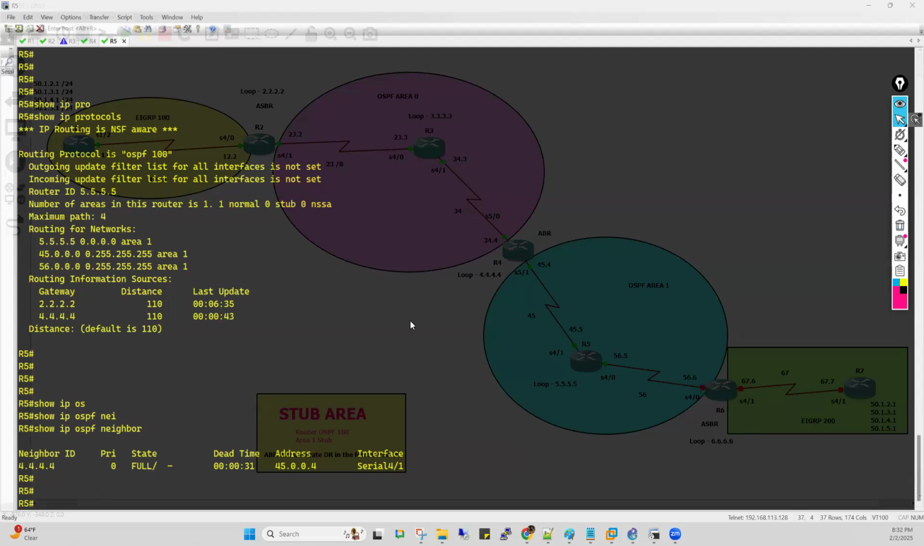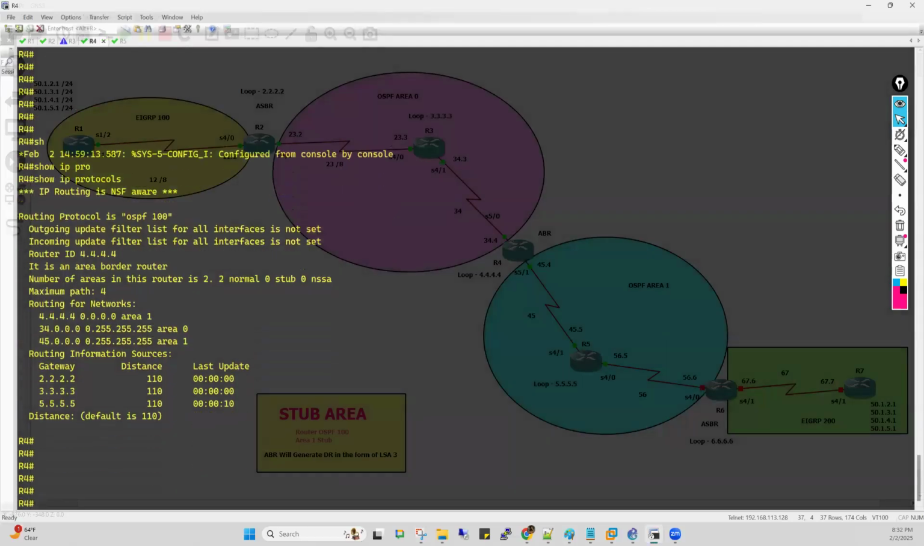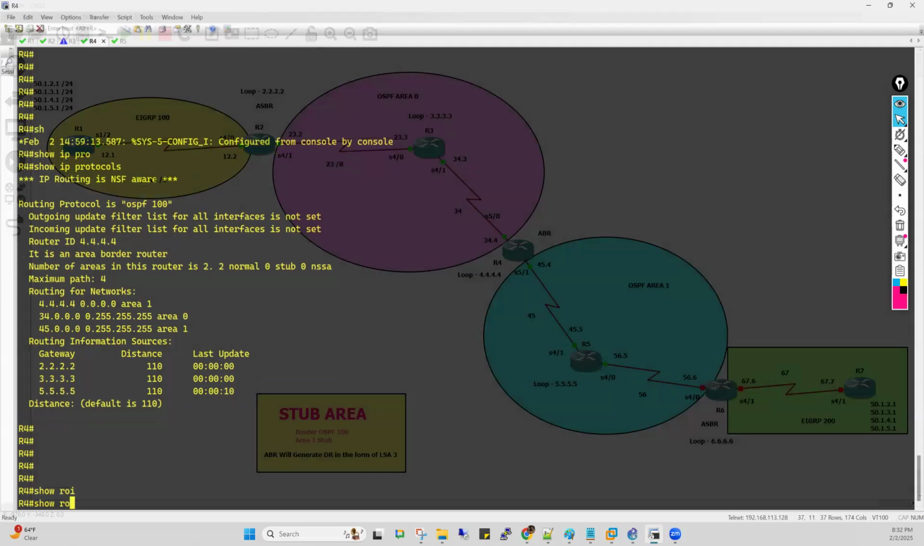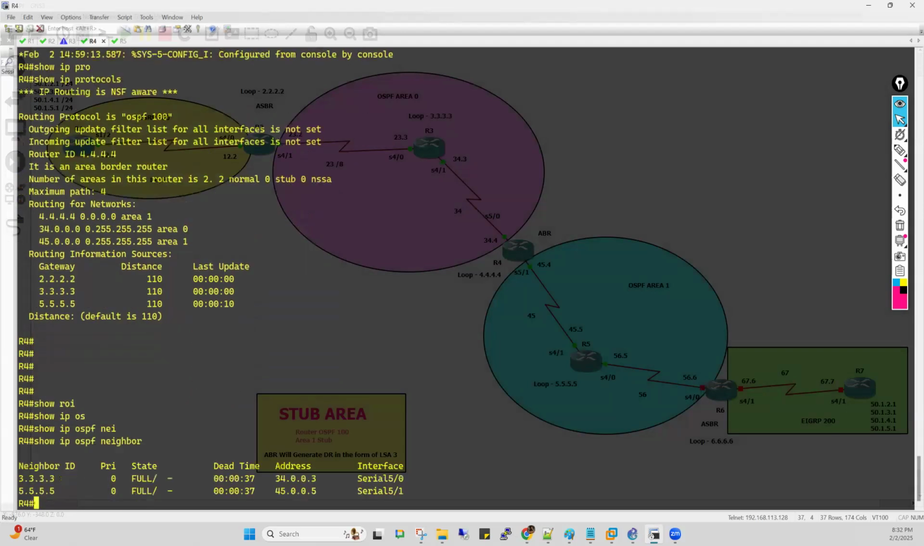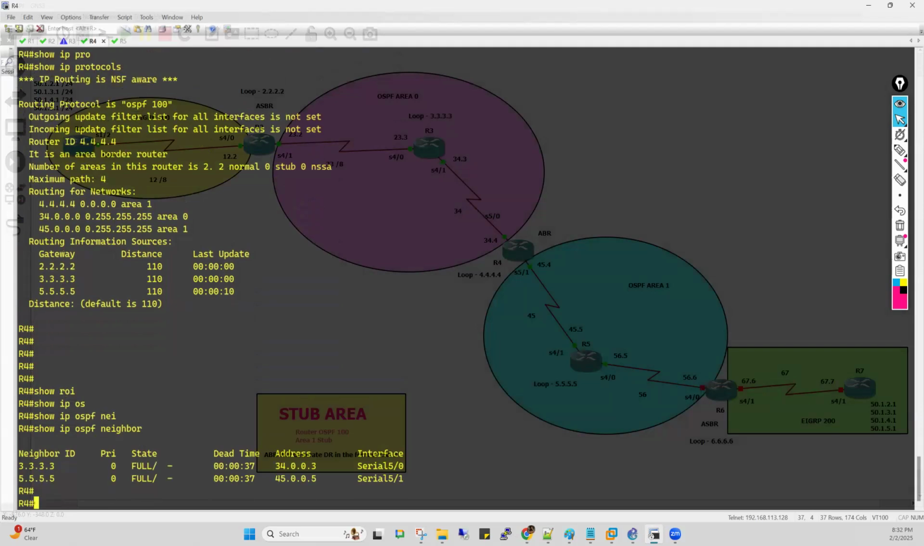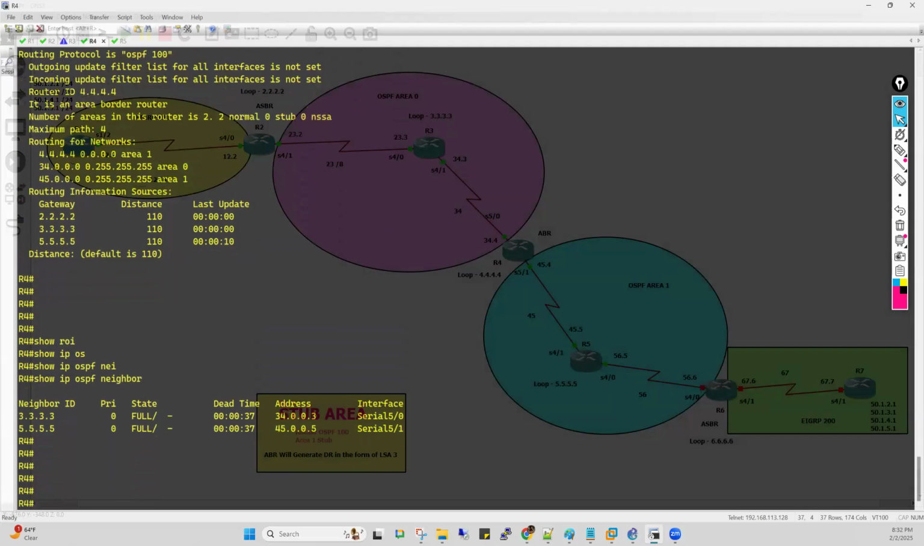So, this is the thing. Now, this router is the neighbor of this router. Now, come to R4. On R4 also, show IP OSPF neighbor. See, R4 is also neighbor with R3 as well as R5. Clear, guys, everyone? Yes or no? Right now, show IP route.